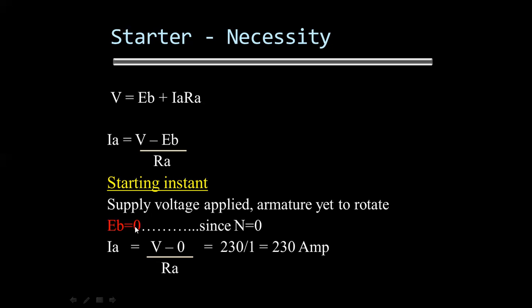Now, putting this value in armature current equation, we can write IA equal to V minus 0 divided by RA. As we know, the motor armature resistance comes under low resistance category. So if we consider a motor in our lab which operates on 230 volt, and let us assume the armature resistance to be 1 ohm, the equation will be 230 minus 0 divided by 1. So it comes out to be 230 by 1 and it is 230 ampere. So at start, the motor will take current of 230 ampere, which is quite high.